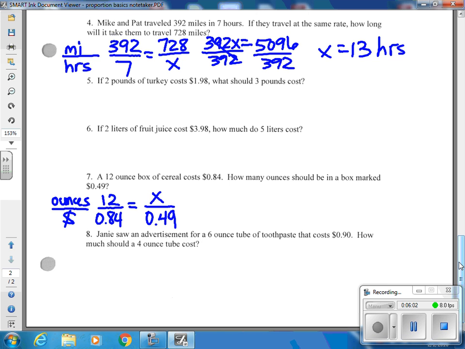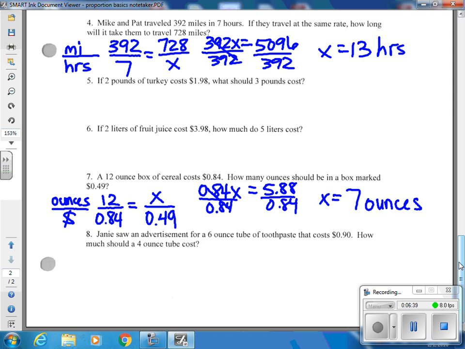Now, when you go to do your cross multiplying, you're going to end up with 0.84x equals 12 times 0.49, which is 5.88. Divide by 0.84 on both sides, and you're going to come up with the answer of 7. So x equals 7, and if you go back to your original problem, we are missing the ounces, so in this case it's 7 ounces.